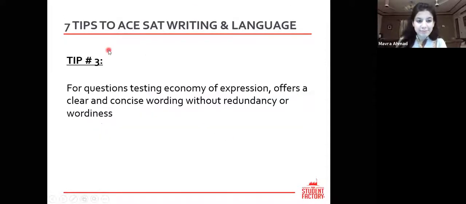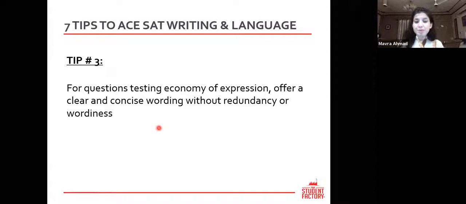Moving to the next tip. For questions testing economy of expression, offer a clear and concise wording without redundancy or wordiness. Okay, so now we need to make sure कि हमारे पास जब इकोनॉमी ऑफ एक्सप्रेशन की बात होती है तो हम वर्ड्स को इस तरीके से यूज करें कि the sentence should not become overworded. It should not have unnecessary words. It should not have extra words in it.